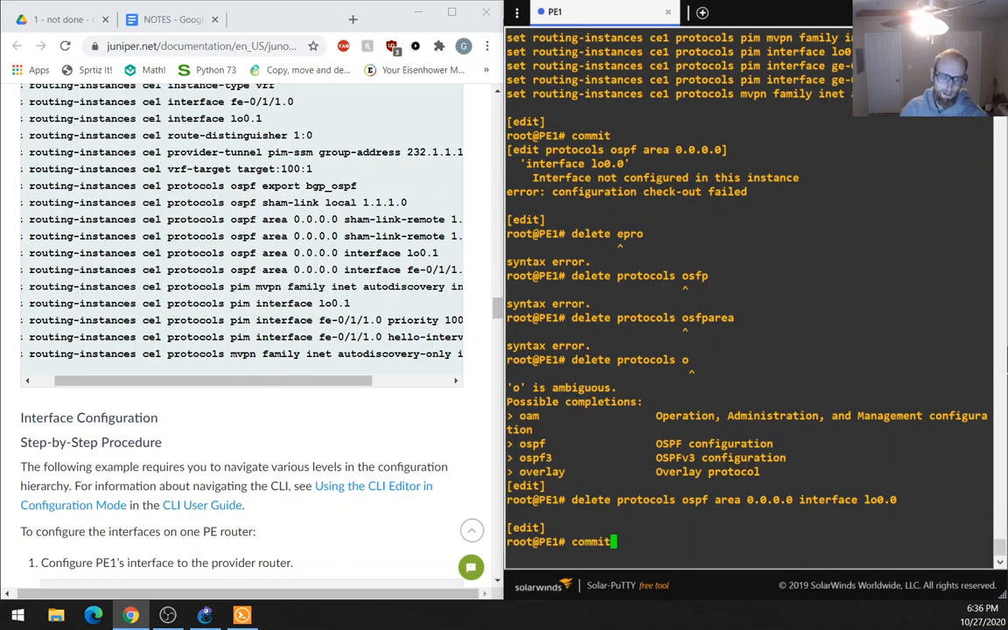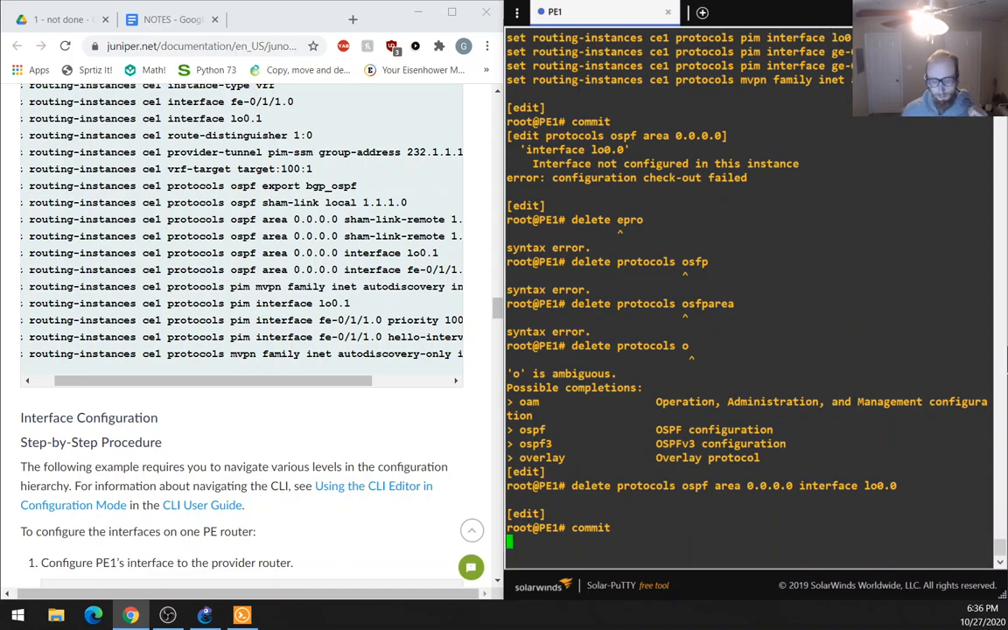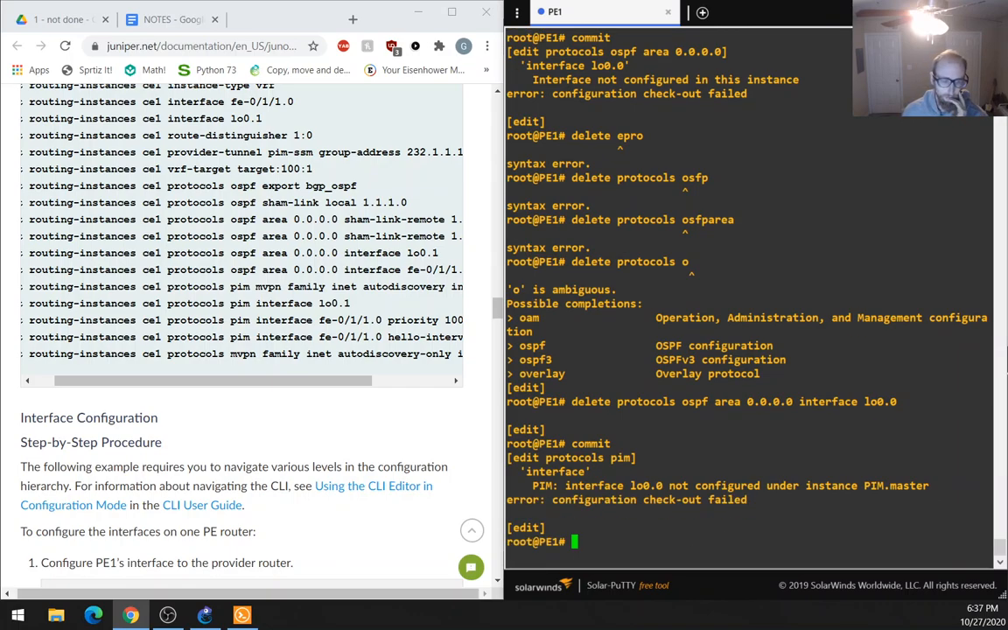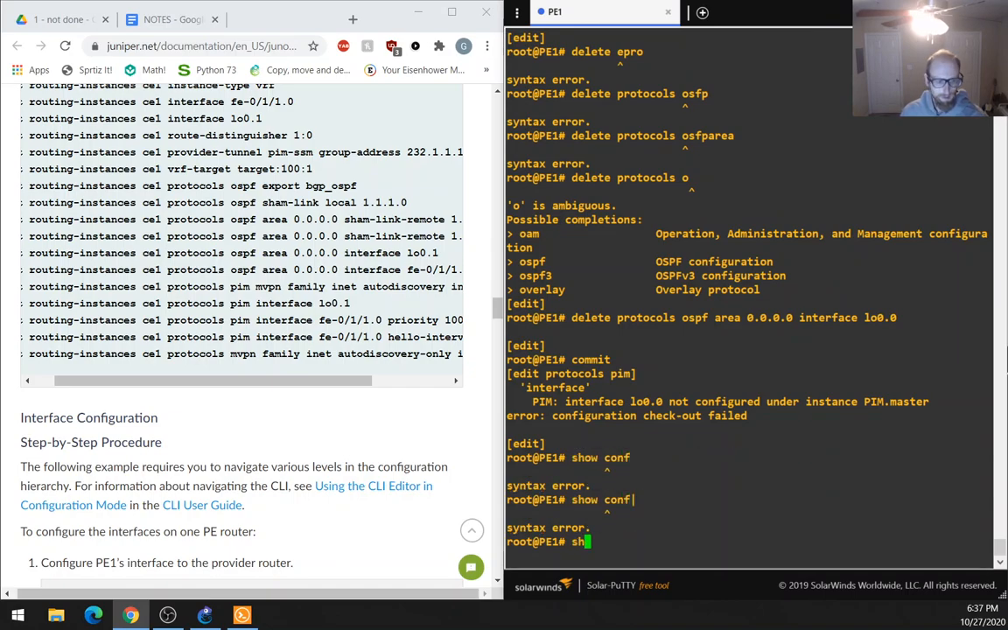Okay, I don't need to add it, it's already there. It was in two different routing instances, that's why I was getting an error during the commit. But that is fixed, I removed it from the default routing instance. Oops, so lo0.0 not configured under instance PIM.master. So let's do a configuration, pipe display set, pipe match PIM.